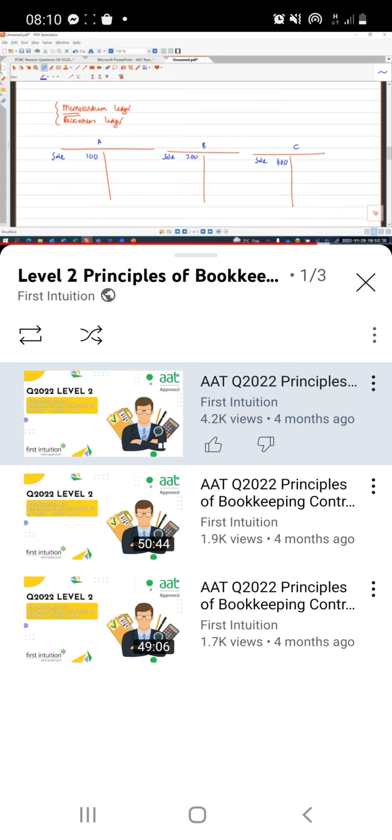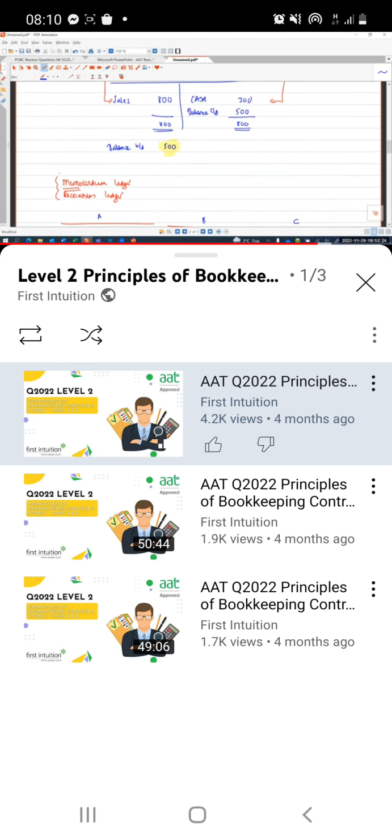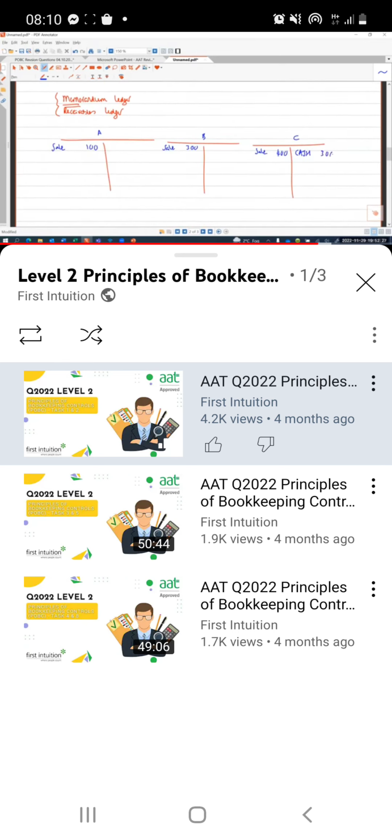I then told you that it was only C that actually gave us any money. So C gave us cash of £300. So at the end of the period, I can now see exactly how much everybody owes me. C is the only one that actually had more than one transaction. And C owes me £100. B owes 300 and A owes 100. So that's the purpose of this memorandum ledger, is to keep a running total of every individual person.